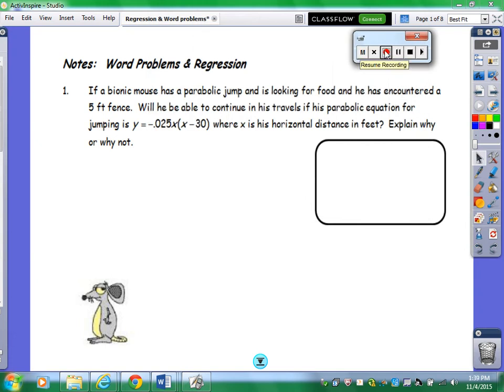Alright, this is 4i notes. We're going to be looking at word problems on the video today, and then the regression will be in class. Alright, so look at our first problem.